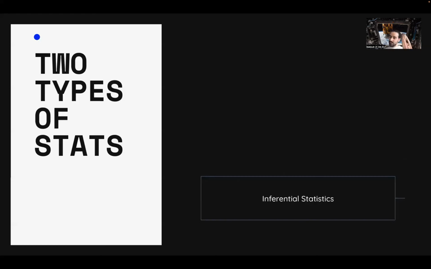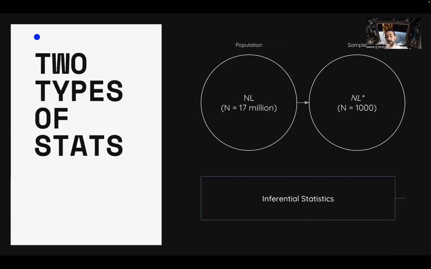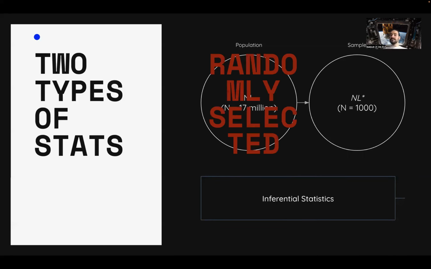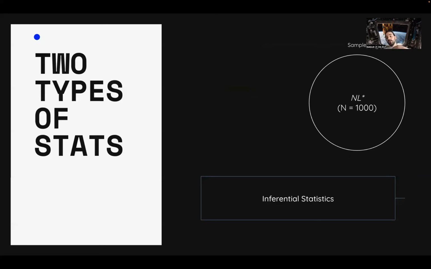Well, you solve that with inferential statistics. Which is basically: there's a population of 17 million people in the Netherlands, and then you get a sample from that population, say of 1,000 people. And because that sample was randomly selected, that is, you chose randomly 1,000 people among those 17 million, well, then we have all the reason to believe that this sample is representative of that population and therefore has an average that could be close to the average of the population, which makes sense.